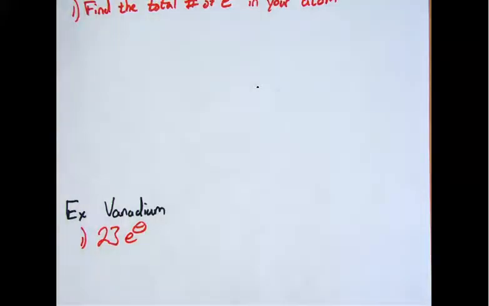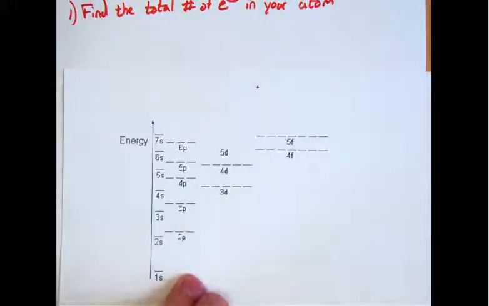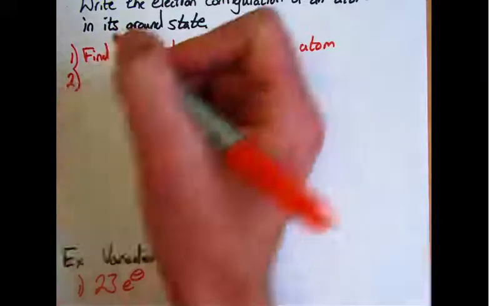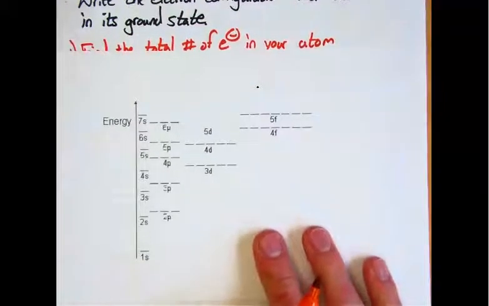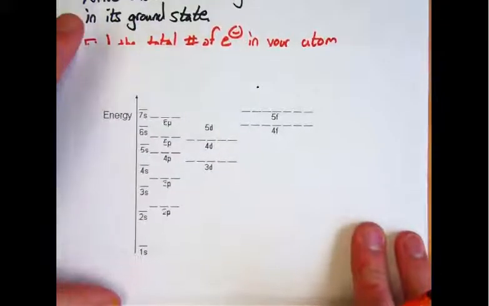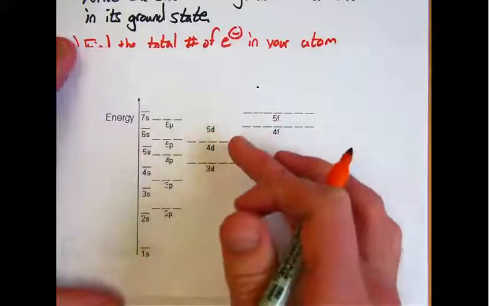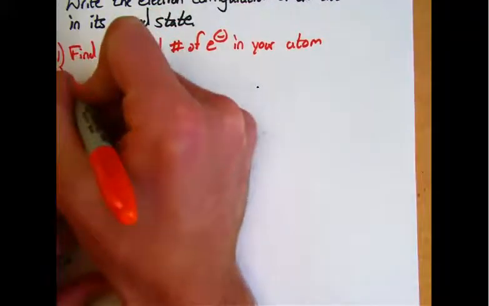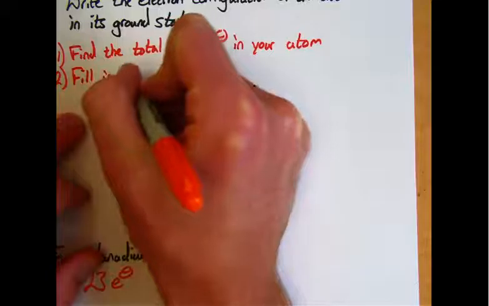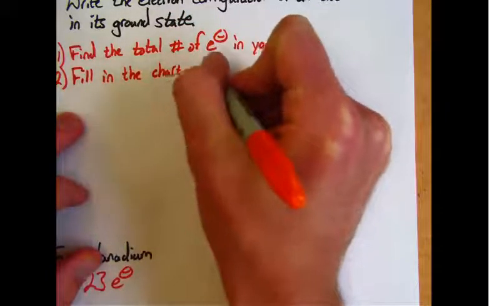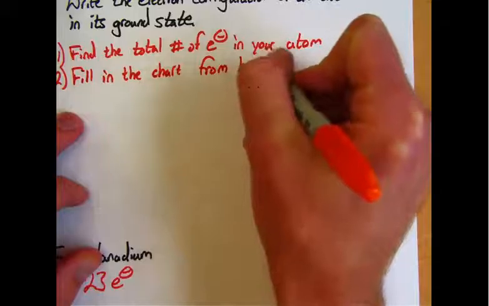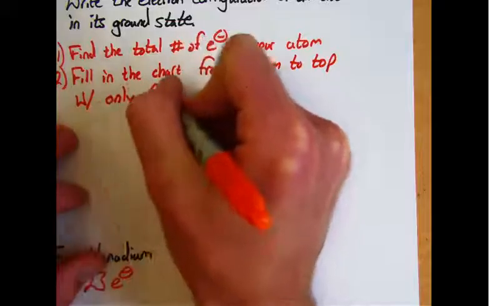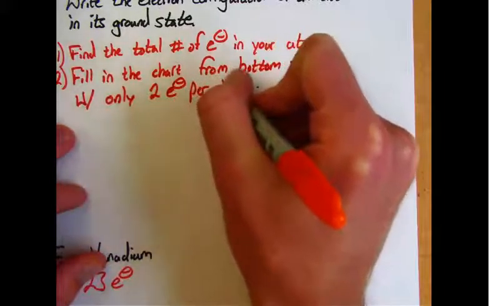Once we've found the total number of electrons in our atom, we're going to go to this chart to start to fill it in. Now, here is the process that we're going to use. The arrow right here indicates low energy to high energy. As we've said in class before, Mother Nature is very lazy, so she's not going to fill in these higher energy orbitals unless she absolutely has to. So she's going to fill them in from bottom to top. So we too are going to fill in the chart from bottom to top, with only 2 electrons per line.